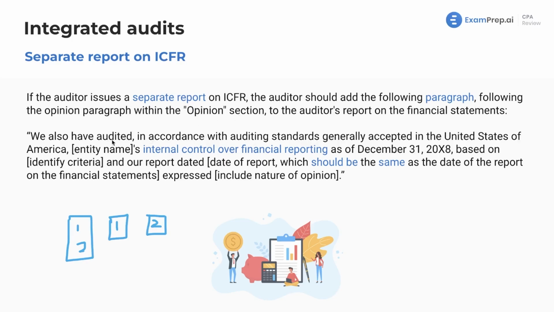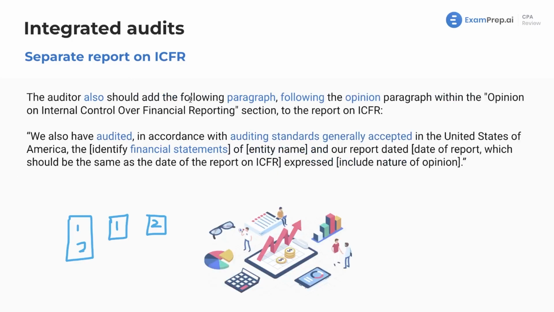We should add the following paragraph. We have audited in accordance with auditing standards generally accepted, that would be GAAS, the internal control over financial reporting. And then we also say that our report dated should be the same as the date of the report of the financial statements. Now we see here, we should also add the following paragraph that says we have also audited the financial statements, right? That is what we're saying. So if we do it separately, because if we have them in the same report, the reader is going to see, okay, we have 1, which is the normal audit. We have 2, which is the integrated audit.